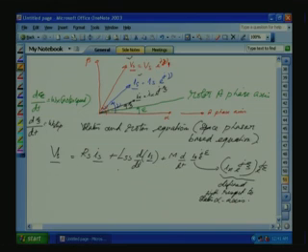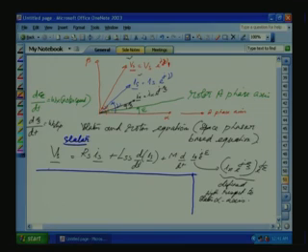Now, let us take the rotor equation. We will take the rotor equation in a different color. This is the stator. Now, we will take the rotor. Rotor applied voltage is 0 because it is short circuited, but there is a rotor current. So, you have RR into IR.